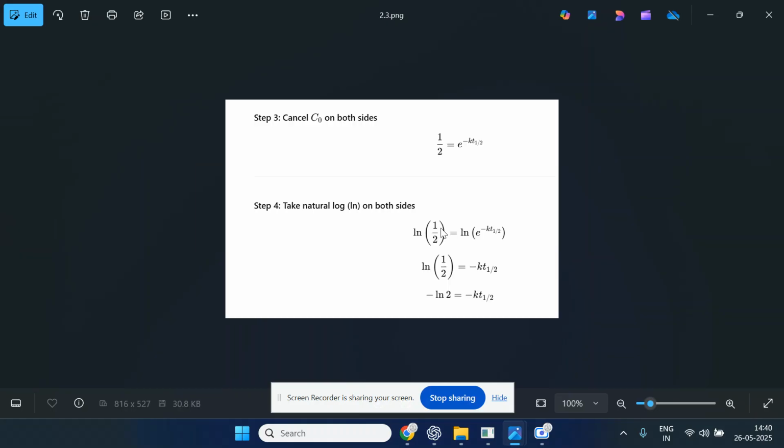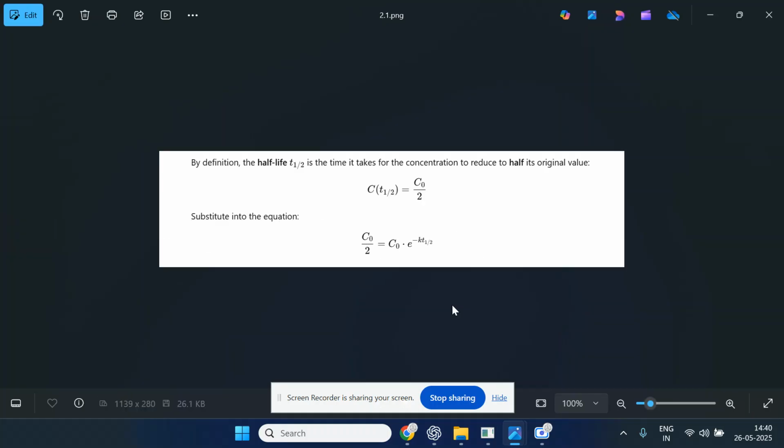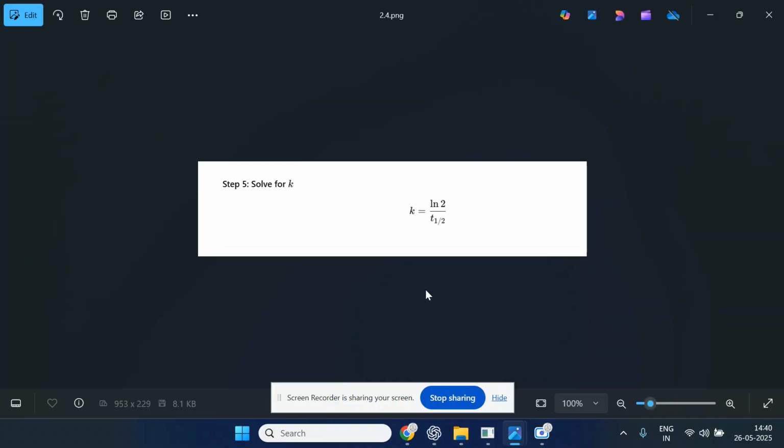So we have two equations. First, at time t, plasma concentration equals initial plasma concentration into e to the power minus kt, and another relation is k equals ln2 by t half. This is the basic proof, and it is the base of the proof I am going to show you.